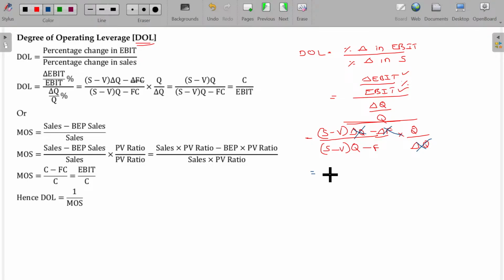The ultimate value being sales minus variable cost into Q divided by sales minus variable cost into Q minus fixed cost. Sales minus variable cost into Q is nothing but contribution. Contribution minus fixed cost is nothing but EBIT. Hope you will now be able to understand this derivation. Clear? First part derivation is over.